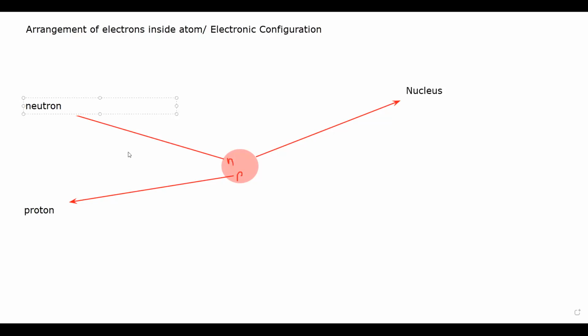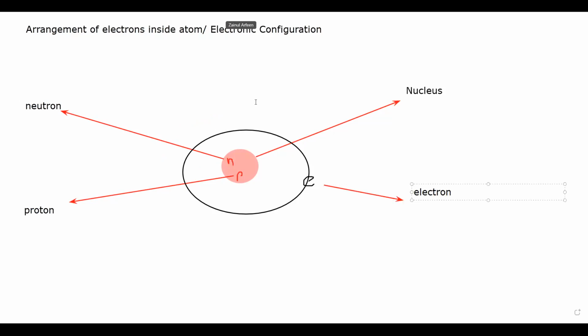And around the nucleus there is a region where another particle is moving, revolving and orbiting. That particle is known as the electron. So outside the nucleus we have a particle known as the electron. An electron is moving in a region, and we call this region a shell or orbit. So the space where the electron is moving around the nucleus is known as a shell or orbit. And how many shells are there? There are 7 shells in an atom.